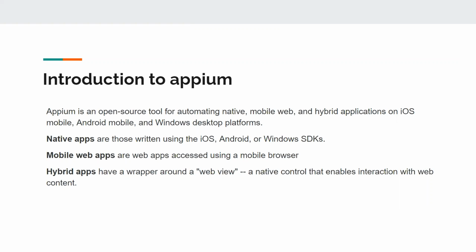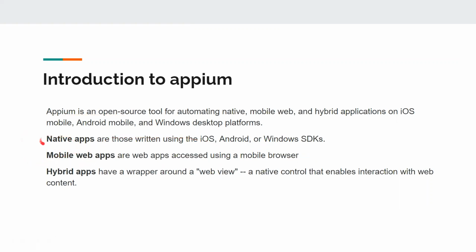Web apps are apps that you access using the mobile browser. Let's say Amazon.com, you can access from your Chrome, right? You can type Amazon.com in your mobile Chrome browser and then access it. That is your mobile web app.